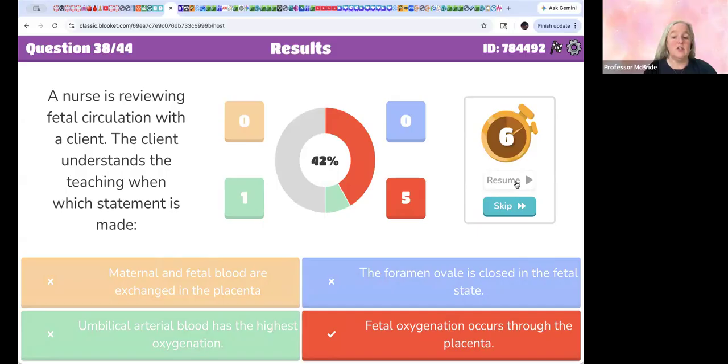All right, so fetal oxygenation occurs through the placenta. When we talked about how we are perfusing the placenta, and whether our baby is becoming hypoxic, all of that has to do with the placenta. If the baby's not using their lungs for oxygenation, then really the placenta is the one functioning for fetal oxygenation.